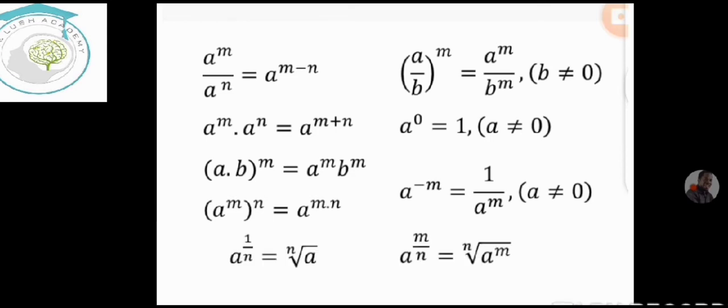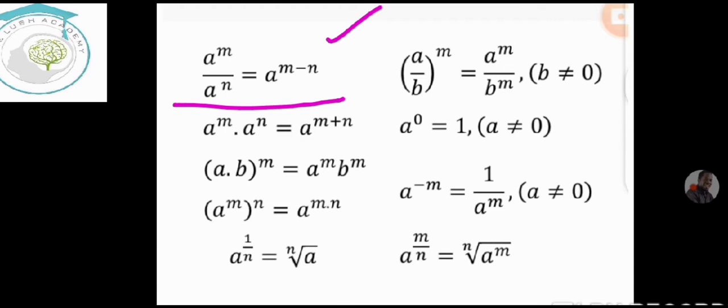Okay, now first things first, the first law. What does the first law say? Good, that's the first law. It says a to the power of m divided by a to the power of n is equal to a to the power of m minus n. Don't be scared. When we have examples, these will ease out for you.